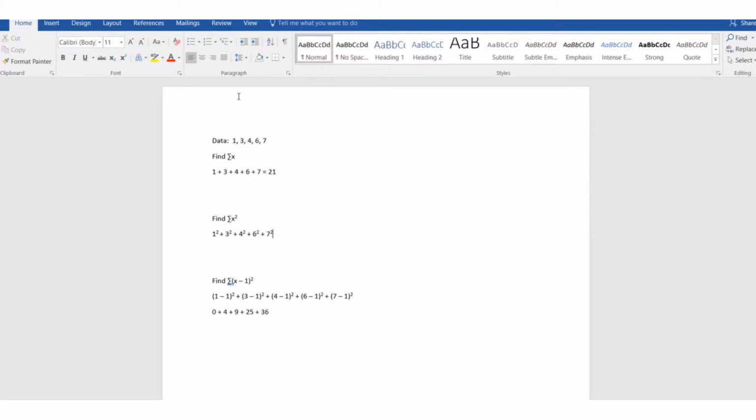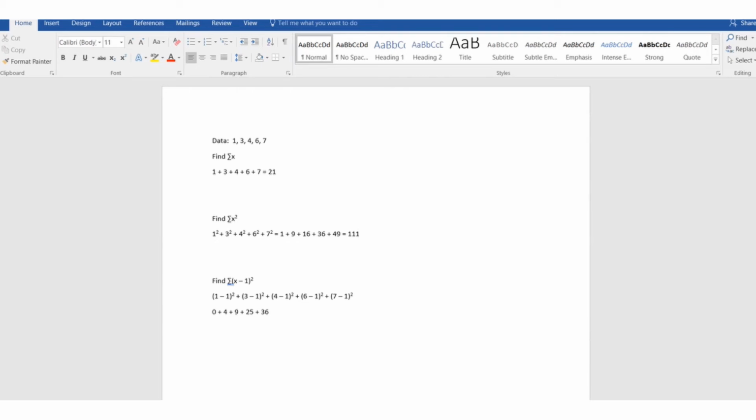All right, so 1 squared is going to give us 1, 3 squared is going to be 9, 4 squared is going to be 16, 6 squared is going to be 36, and 7 squared is going to be 49, and if we add all that up, that's 111.